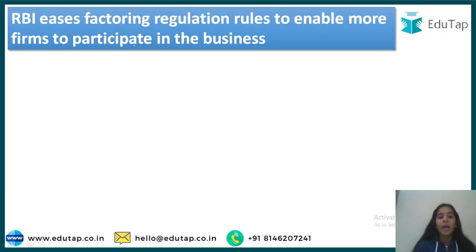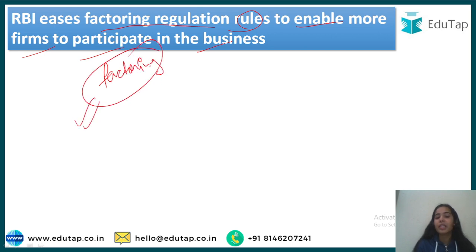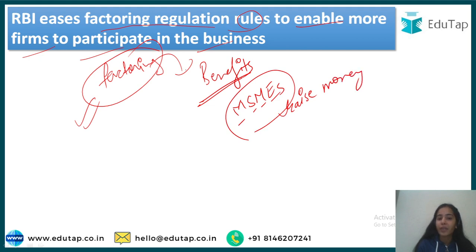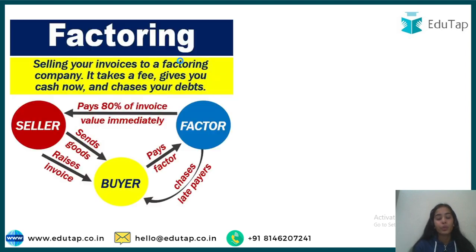So now see, RBI has eased the factoring regulation rules, and this is to enable more firms to participate in the business. Okay, first we have to understand what factoring is. Once you understand factoring, then you will be able to understand how it is benefiting different businesses, different firms and companies. So first of all, this will help the MSMEs, that is the medium, small and micro enterprises, as they will be able to raise the money. Okay, so let's understand factoring first, and then we will be able to understand why RBI has eased the factoring regulation rules. So starting with factoring.